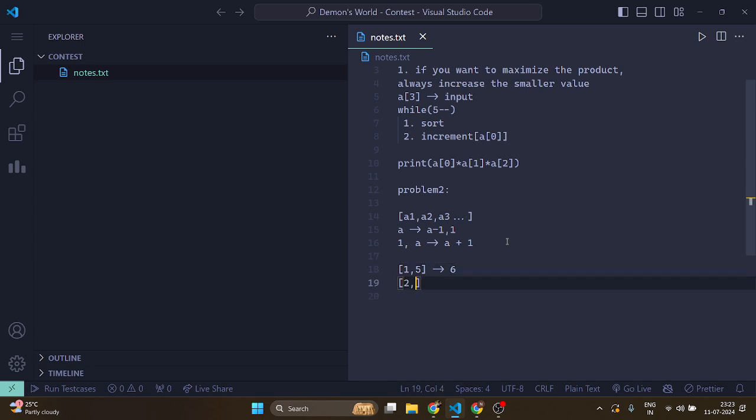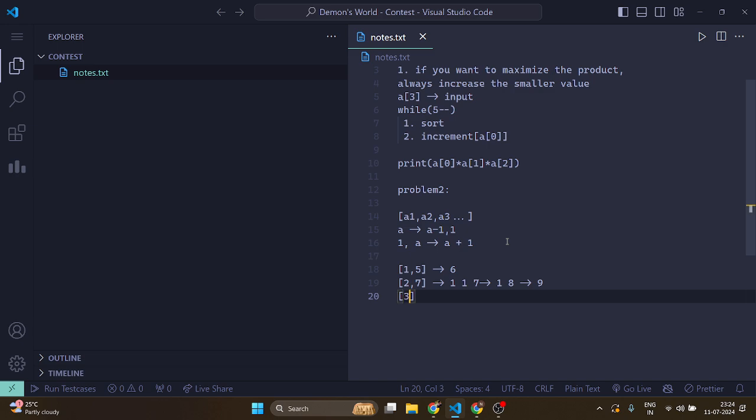What if it is 2 comma 7? Now what will happen if both the numbers are non 1? I'll convert this 2 to 1. So in one step it will become 1, 1 and 7, then it will become 1 and 8, then it will become 9. So it took me 3 steps.